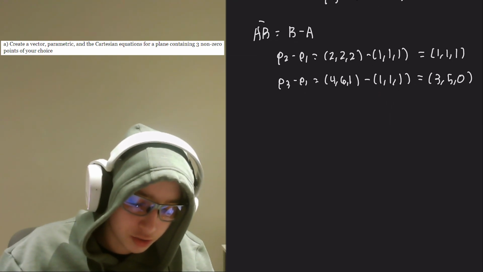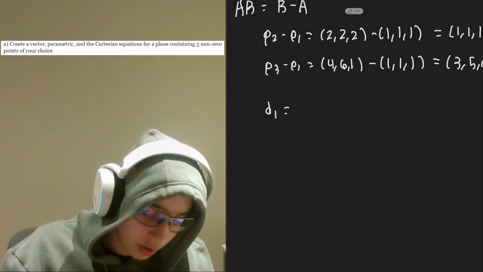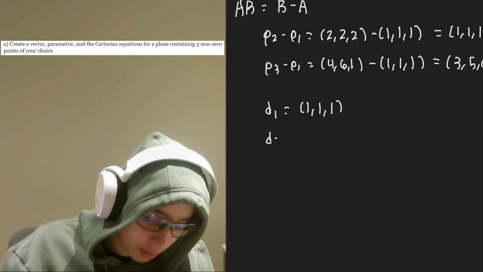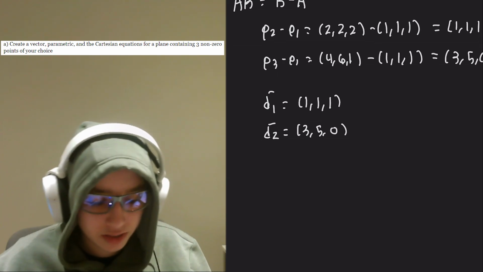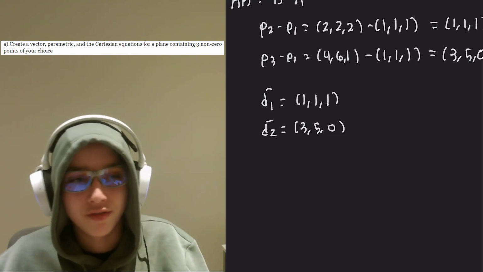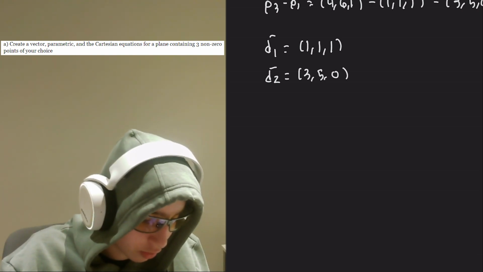So now these are our 2 direction vectors that were given. I'll just rewrite them. D1, our first direction vector, is equal to 1, 1, 1. And our second direction vector is equal to 3, 5, 0. Alright, so now that we have our 2 direction vectors, we can start forming our vector and parametric and Cartesian equations. So I say we just start with the vector equation.